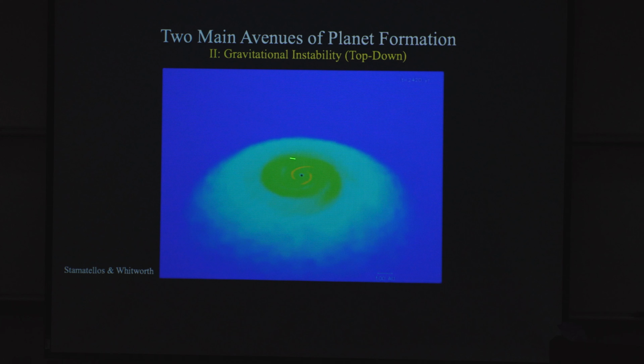So dust emission at this wavelength traces the distribution of millimeter-sized particles. So the bright regions have more dust, and the dark regions have less dust. So in this disk, the material distribution is uneven. Some regions have more material than the others.